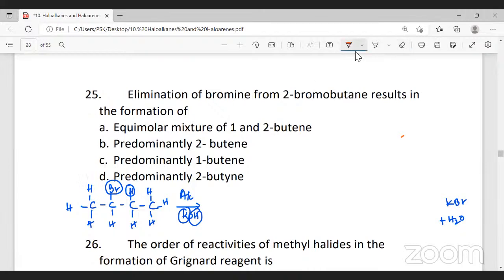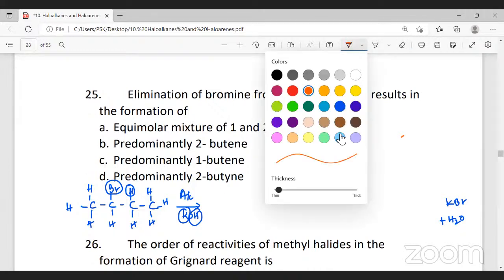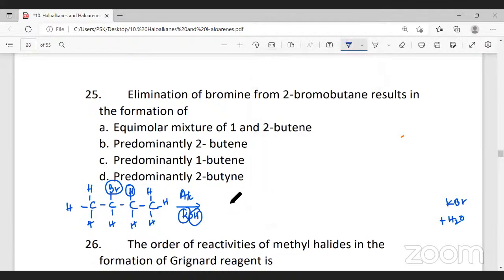we will talk about the product formed here. What's the product you will get? You have CH3, you have CH, you have CH, a double bond will be formed here, CH, and you have CH3. This is 2-butene. This is 2-butene.